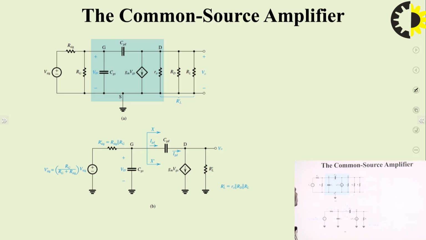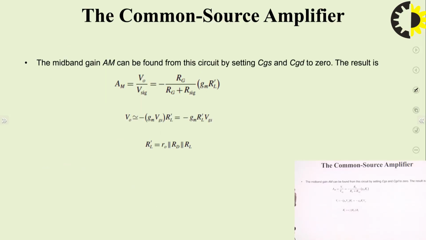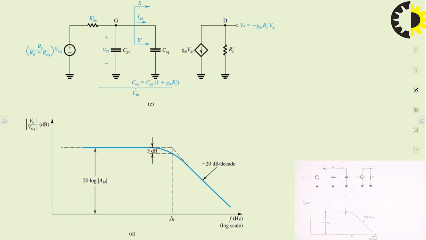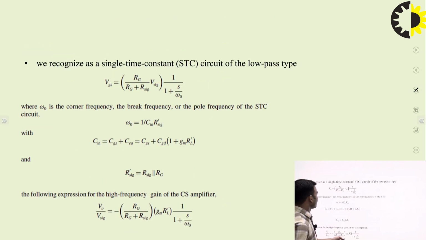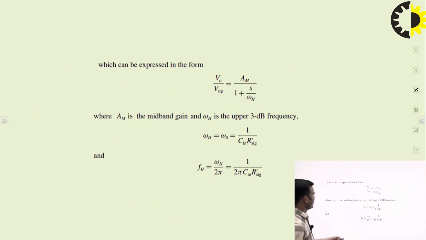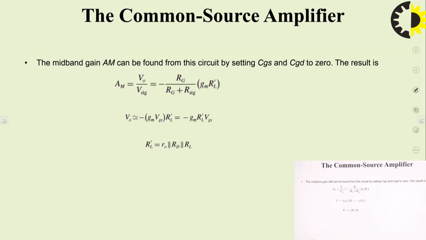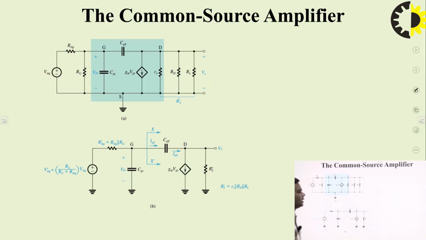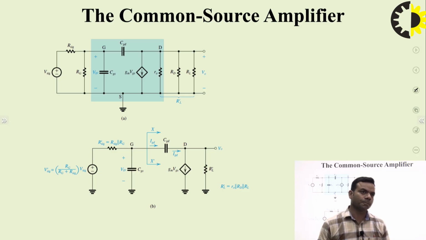Now next we are going to consider the common source amplifier, and from this common source amplifier we will find out the high cutoff frequency. So let us approach towards this derivation and try to find out the high cutoff frequency.